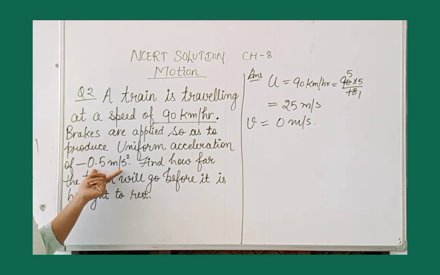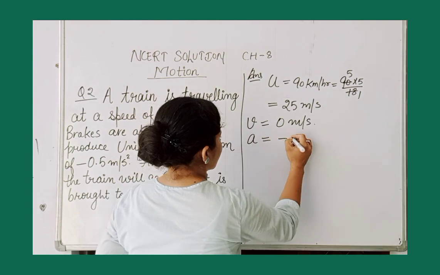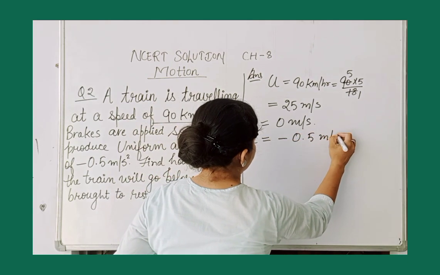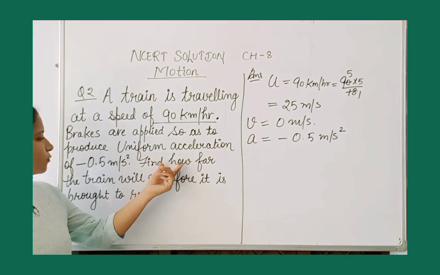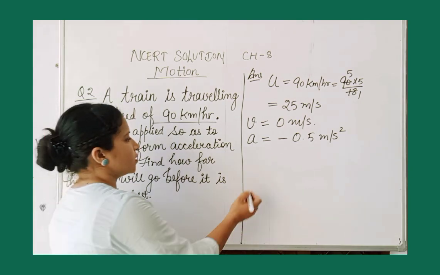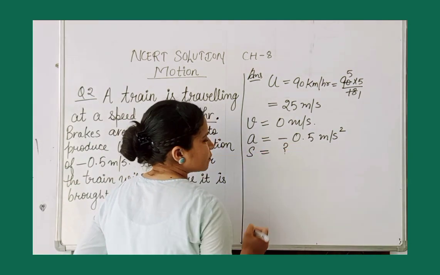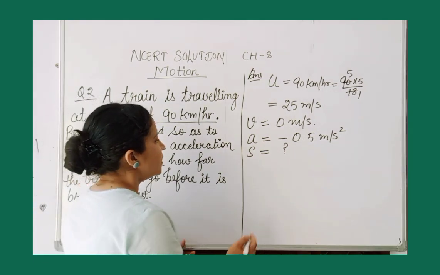A uniform acceleration of minus 0.5 meters per second square is given. But you have to find how far the train will go before it is brought to rest. So distance you have to find out. How far means distance.